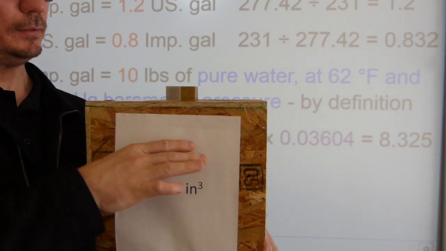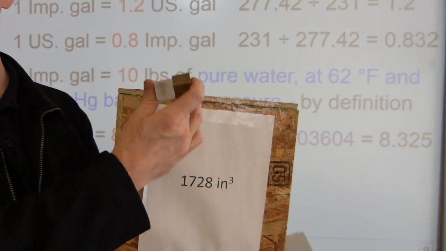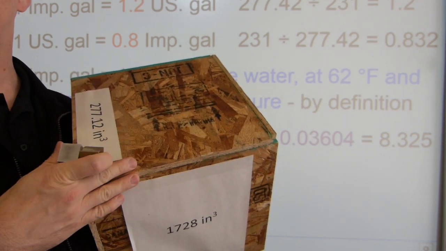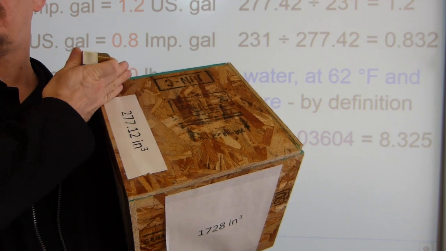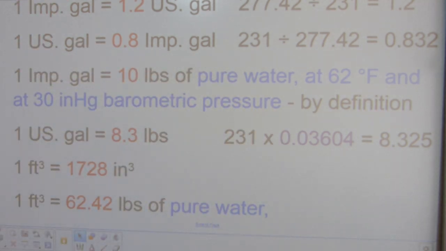You're going to need 12 rows of 12 just to fill one side of this. So 12 times 12, it's going to be 144 of these cubic inches on just one side. And then you need 12 deep as well. So 12 times 12 times 12, 1,728 is what you see here.